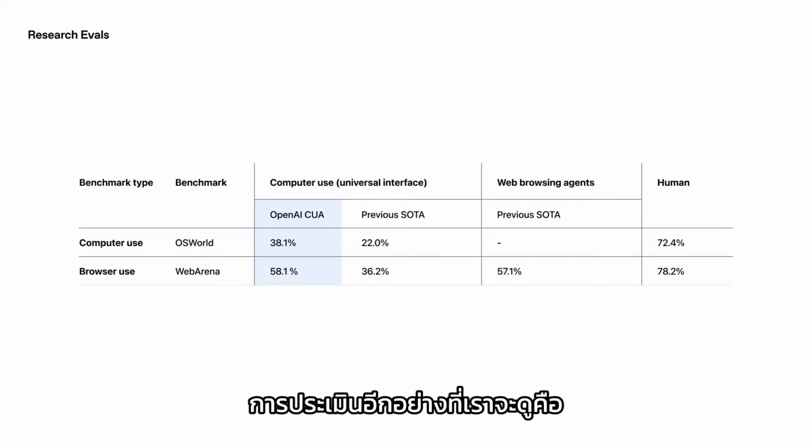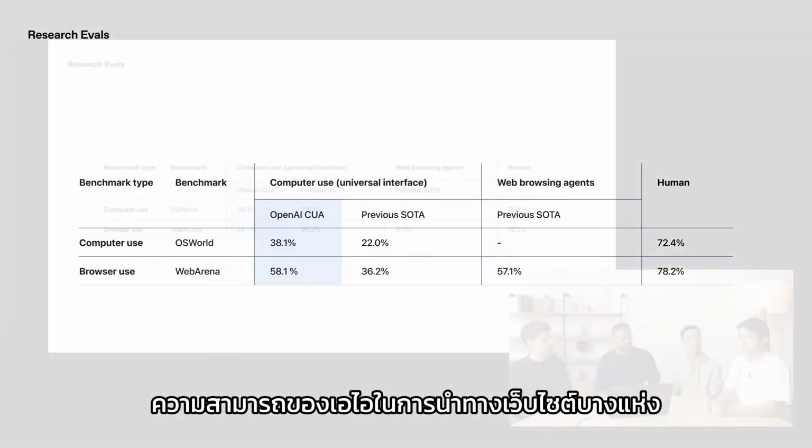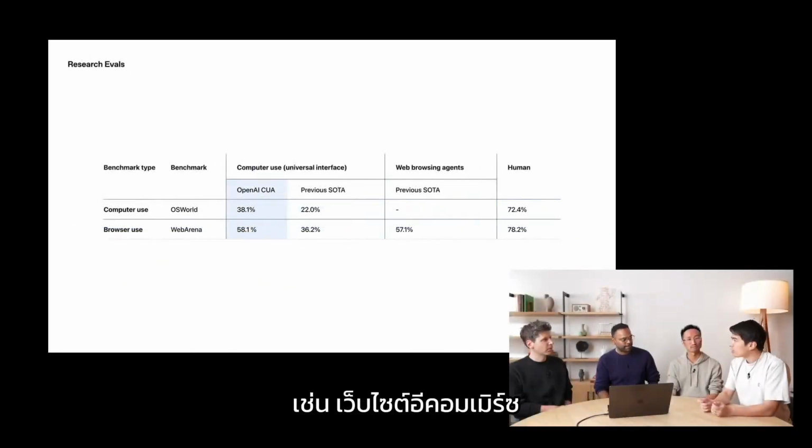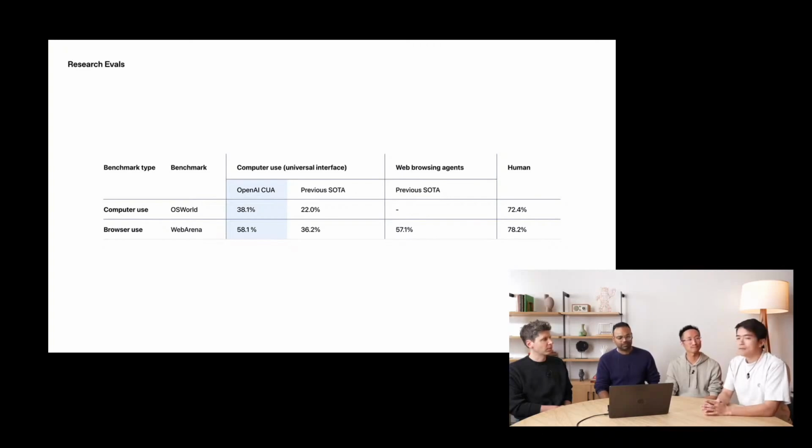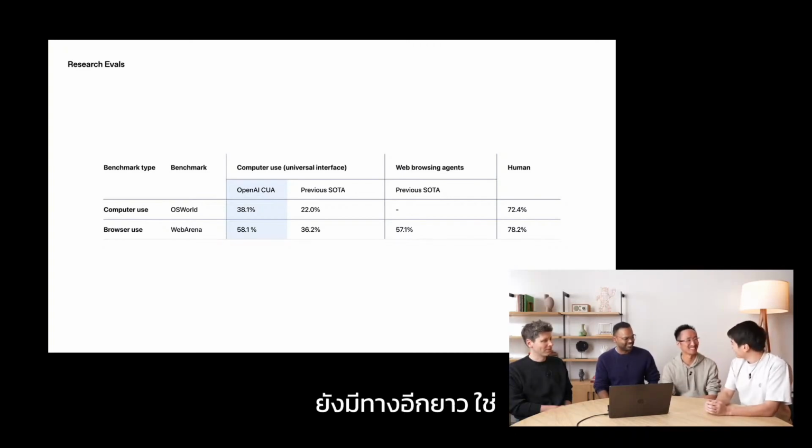The other eval we'll take a look at is called WebArena. WebArena is an eval that measures how well AI agents navigate some common websites like e-commerce websites or social forum websites. So on this task, CUA gets 58.1%, again, higher than other publicly published results, but still falls short of human performance. Still a way to go. Still a way to go, yes.